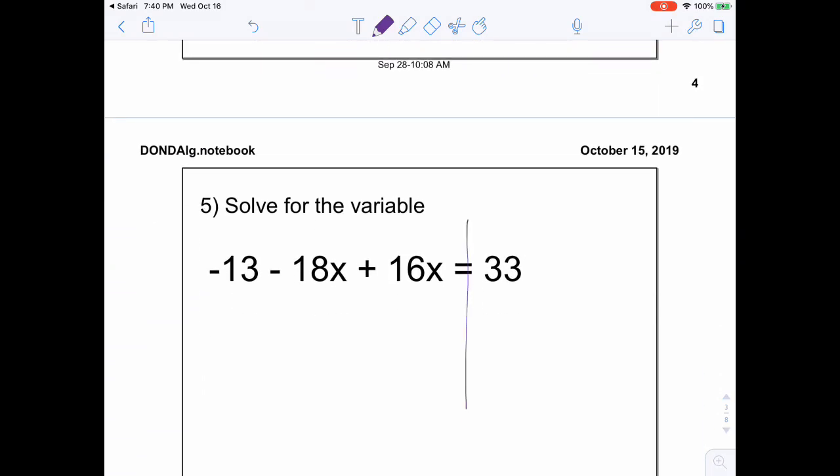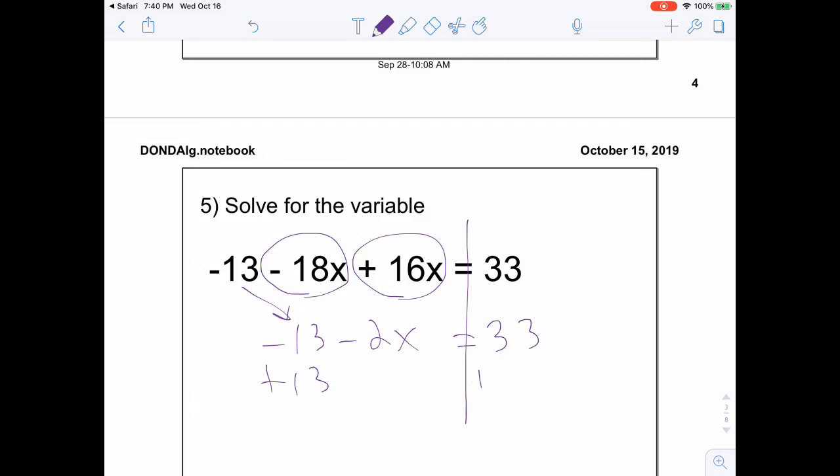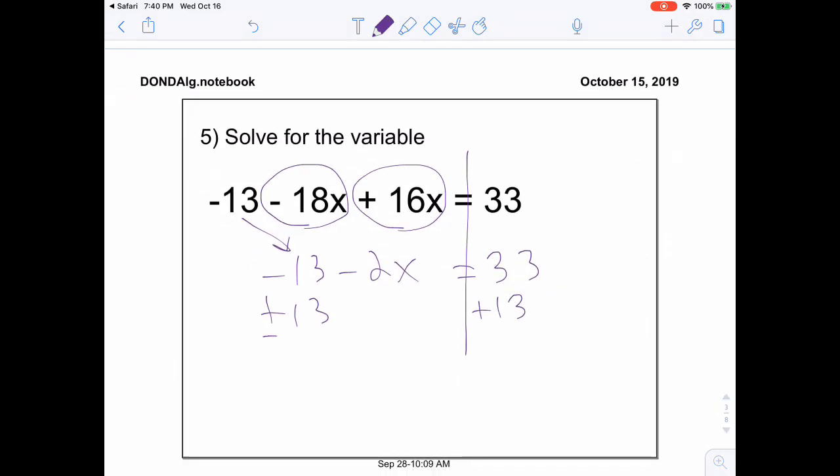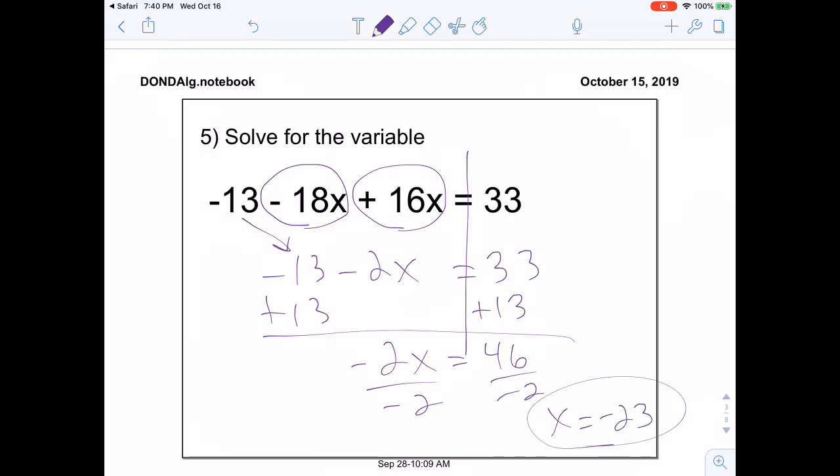Solve for the variable here, getting a little bit more difficult. First we're going to combine like terms. So my negative 18x and 16x gets brought down to be negative 2x. That negative 13 comes down. I'm going to add 13 to both sides, giving me negative 2x equals 46. And then I'm going to divide by negative 2. X equals negative 23.